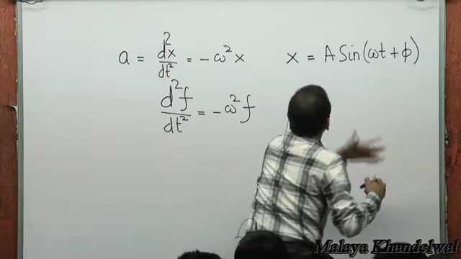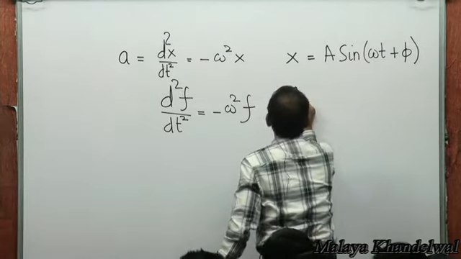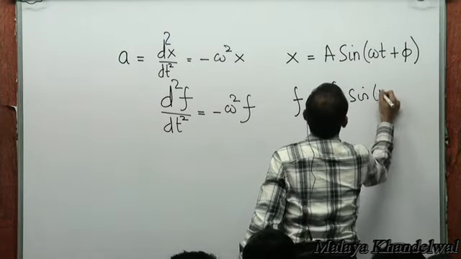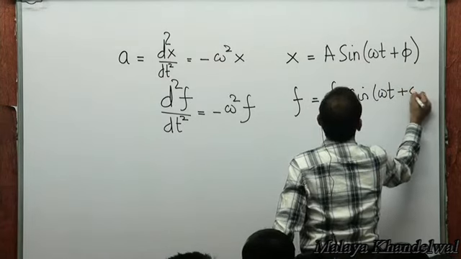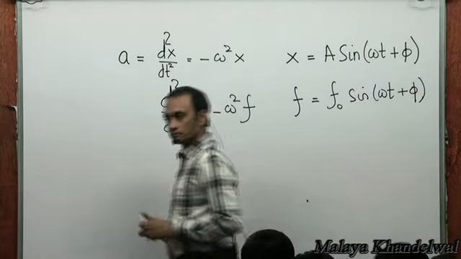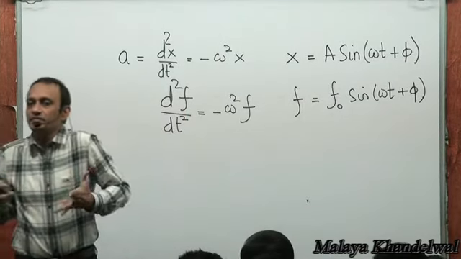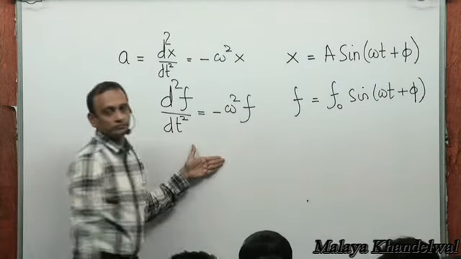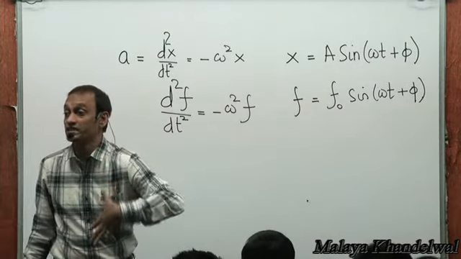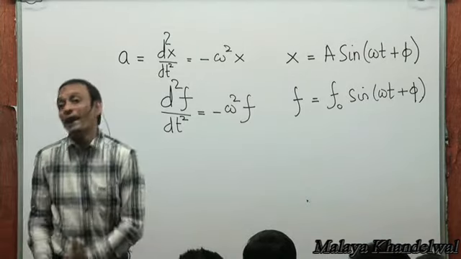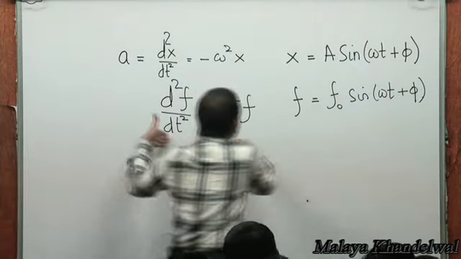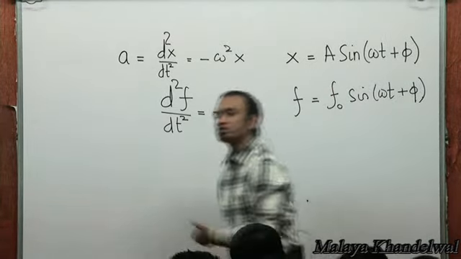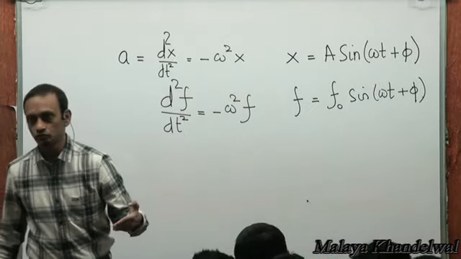So it will throw up a solution for f as, let's say, some f naught sine omega t plus phi, right? f could be any variable. But if a variable subscribes to this differential equation, then it's called a simple harmonic variable. Then no matter what it means physically, the mathematical solution that emerges out of this differential equation would be f equal to f naught sine omega t plus phi. Yes or no, right?